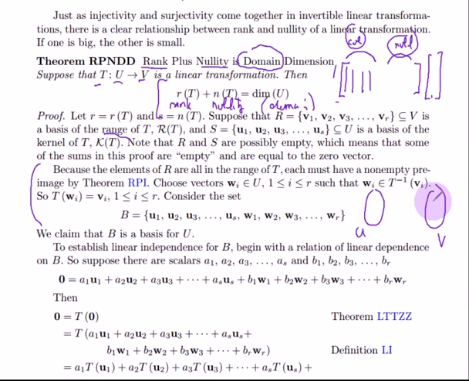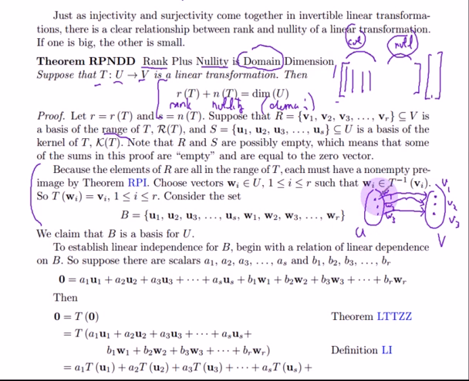And here let's take a basis of the range, v1, v2, v3. Now, since these vectors are in the range, we know that there are vectors w1, w2, and w3 that map to these v1, v2, v3. Now, we don't know that these w's will form a basis of U, and in fact they won't in general.